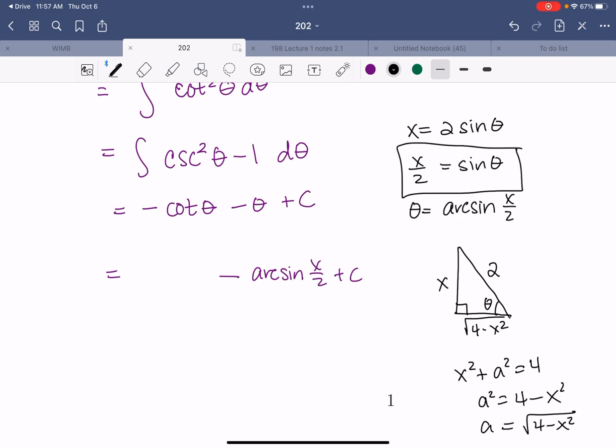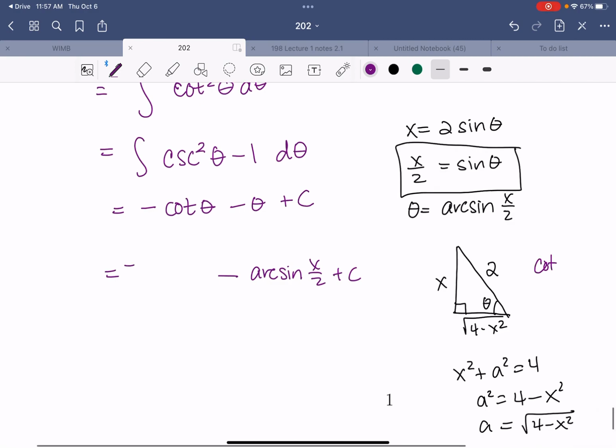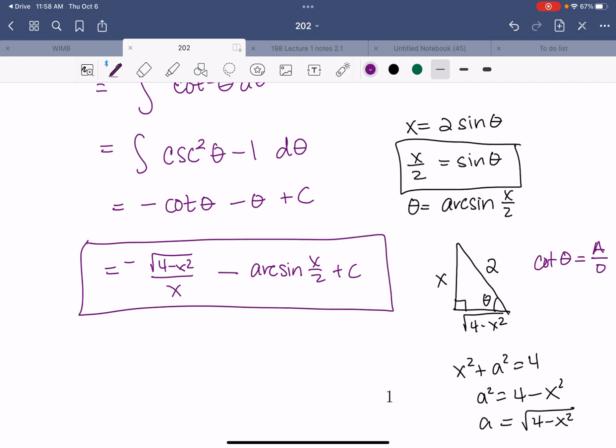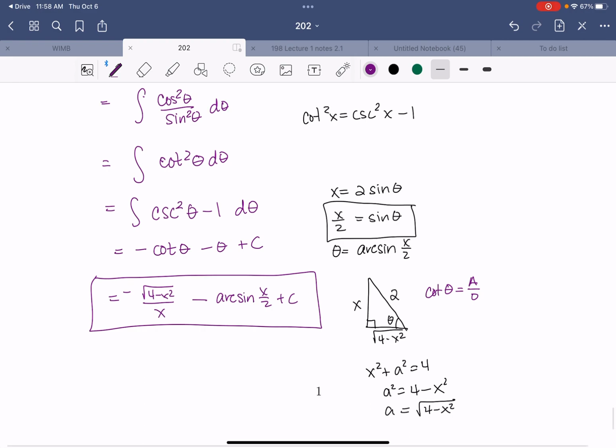And then we want to use that triangle to find our cotangent. So we know that cotangent of theta is the reciprocal of tangent, which is opposite over adjacent. So this is adjacent over opposite. And so that means the cotangent of theta is the adjacent side, which is the square root of 4 minus x squared, over the opposite side, which is x. And that will give us our final integral. Okay, so quite a bit going on here. Lots of trig identities, some trig integrals. We've got this triangle situation to go backwards to our x. So a lot going on here.